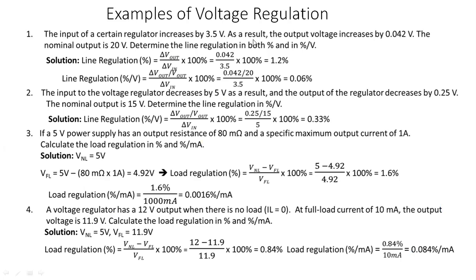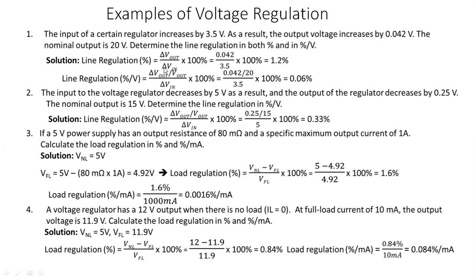As a result, the output voltage increases by 0.042 volt. So we can take that as delta V out, so delta V out equals 0.042 volt. Here they are giving us a nominal output of 20 volt. So the value of output voltage is 20 volt, and there is a change in output voltage.